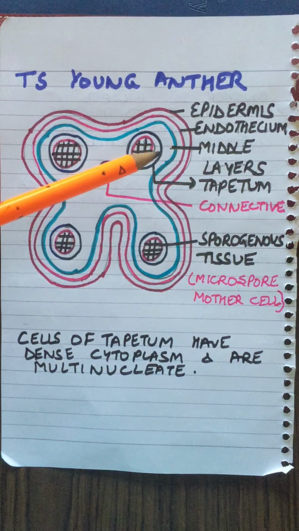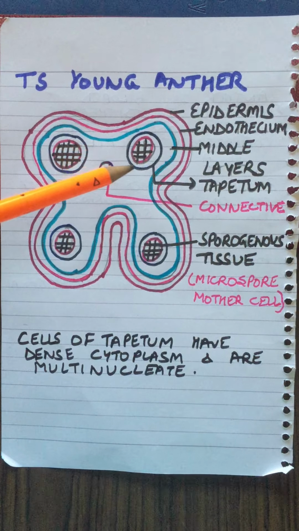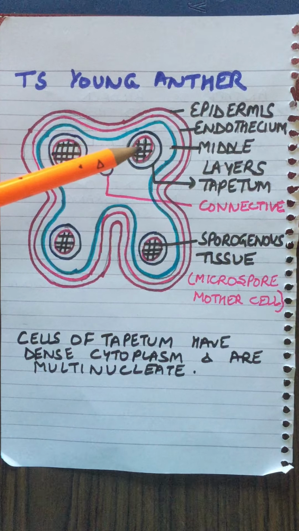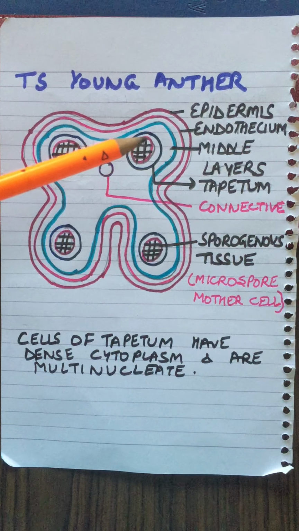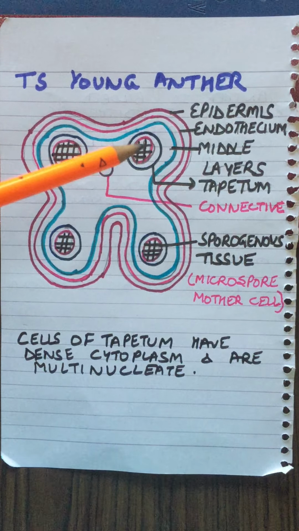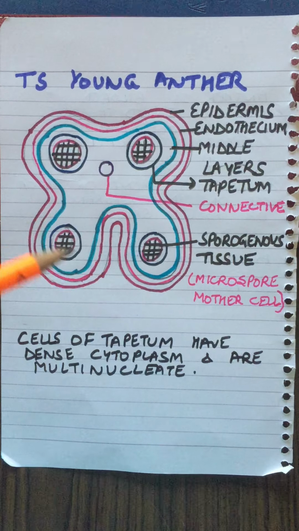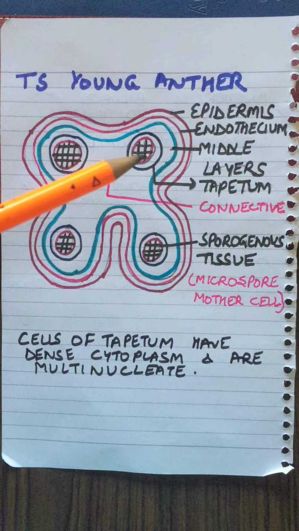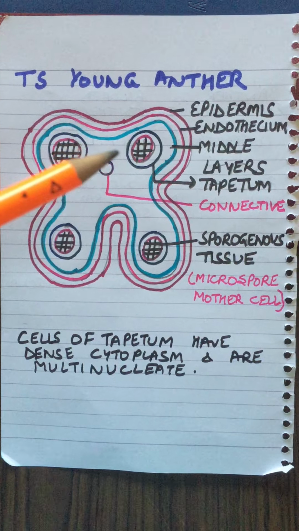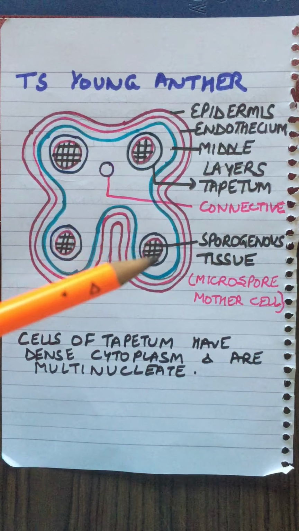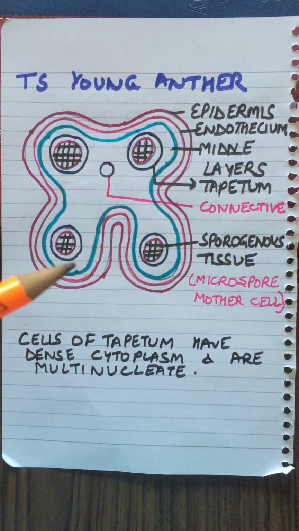Tapetum is surrounding the microsporangium, in which microspores will be formed, and these microspores will later on develop into pollen grains. So in the anther, which event is occurring during sexual reproduction before fertilization? Formation of pollen grains. Then you can see these 4 microsporangia which give the anther a tetragonal shape.